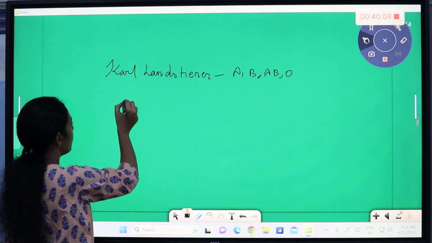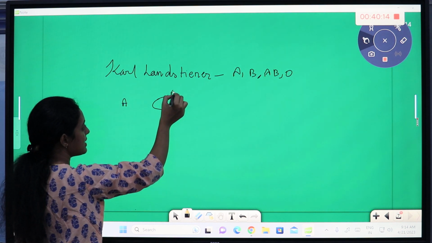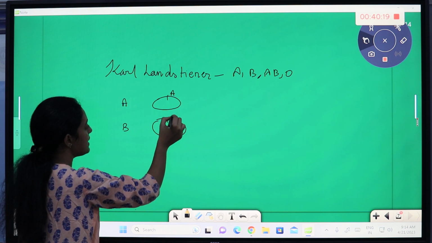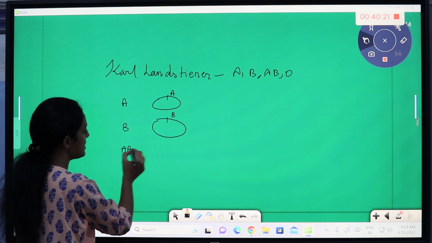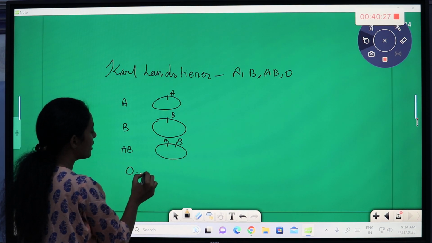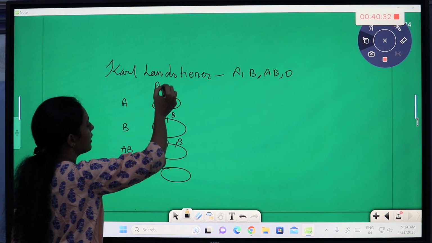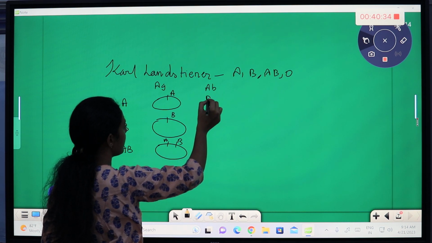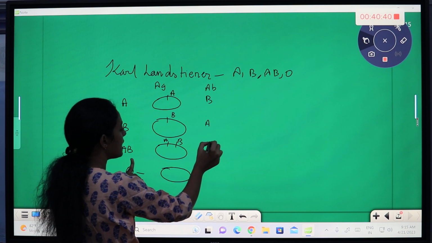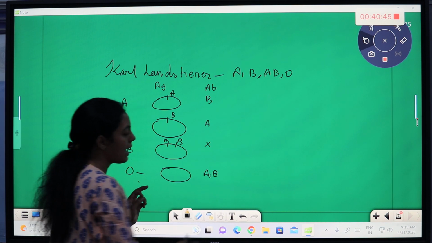So what does A blood group mean? A blood group means on the RBC there is an A antigen, correct? B blood group means on the RBC there is B antigen. AB blood group means there are both A and B antigens on the RBC. O blood group means there is no antigen. So this is antigen. So what will be the antibody for A blood group? B. What will be the antibody for B blood group? A. And AB blood group does not have any antibody. O blood group has A and B antibodies.